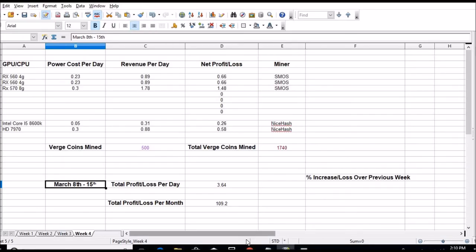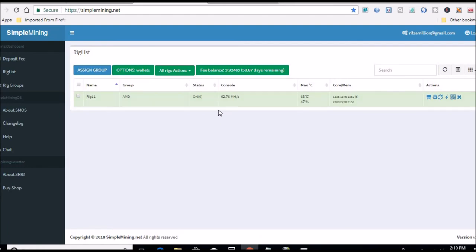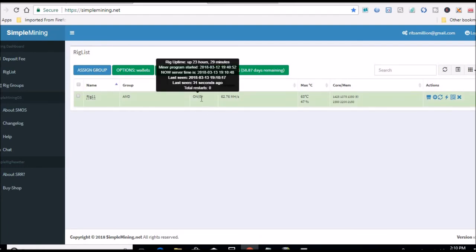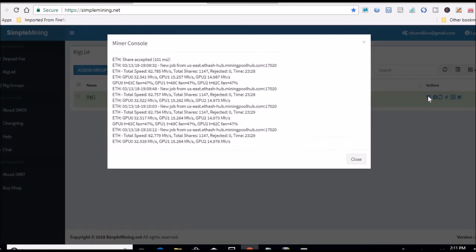Head over to Simple Mining real quick, make sure everything looks good there. I was messing around yesterday with undervolting. I tried to undervolt my 570 card and it just crashed. So I put it back to normal the way it was, and it's been fine since. That's why it'll only show it's been online now almost 24 hours.